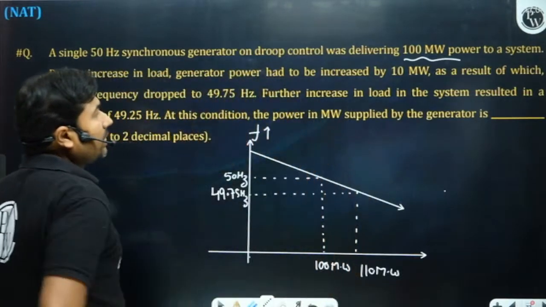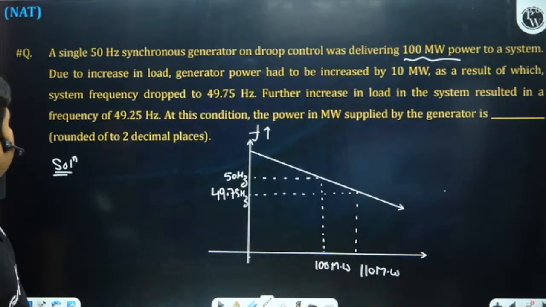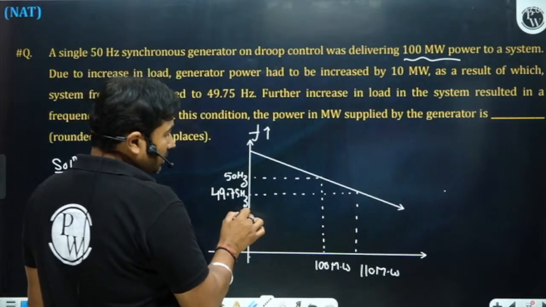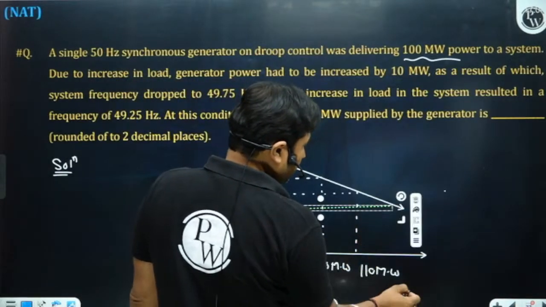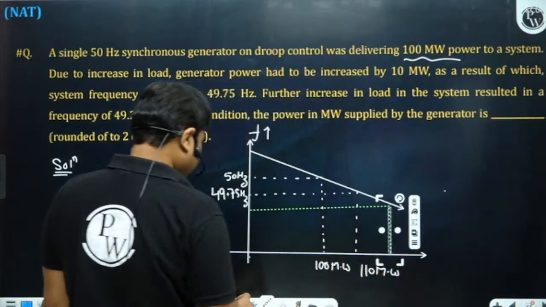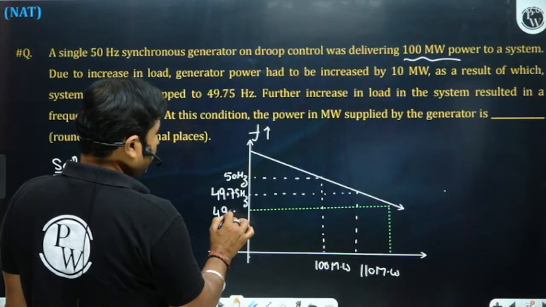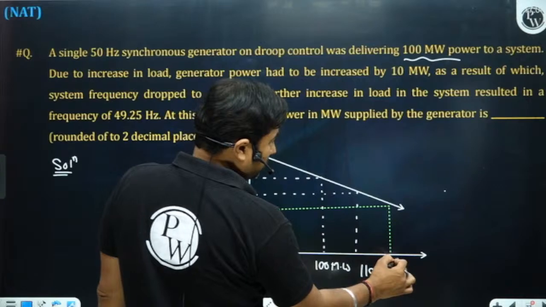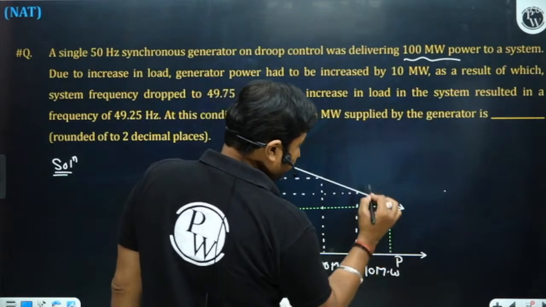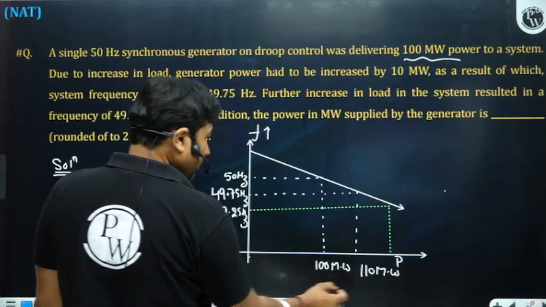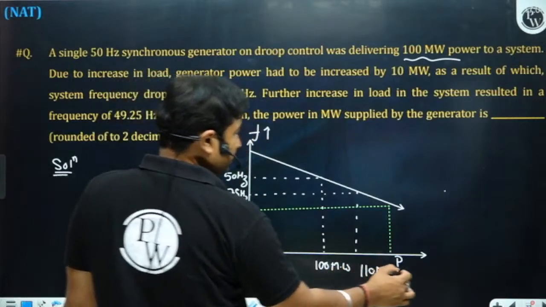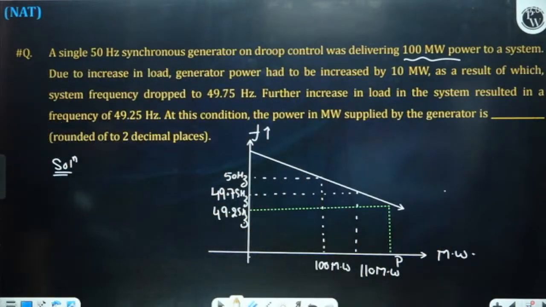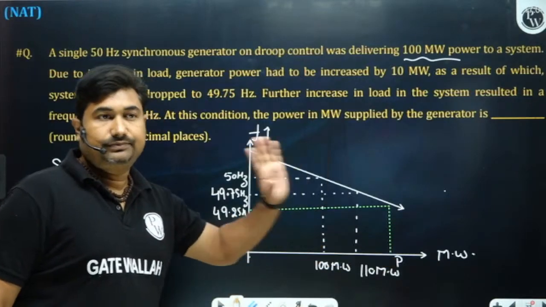Further increase in load in the system results in the frequency reducing to 49.25 Hz. Let this load be P. We don't know the load, so just take it as P. This is the megawatt axis and this is the frequency axis. So we need to find the load P in megawatts.